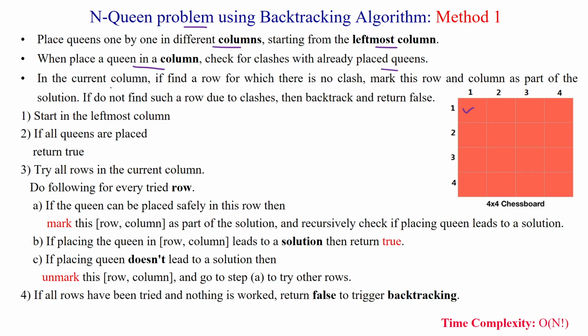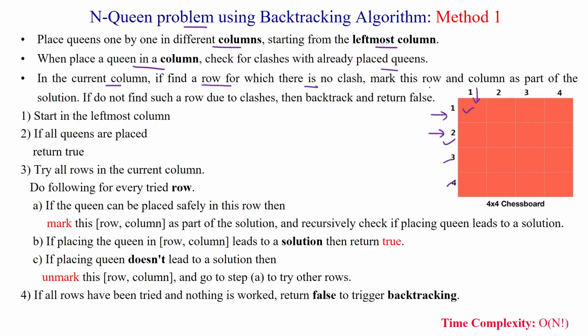So when we are placing in the current column, we have to find a row for which there is no clash. So we are going column wise. When we are placing in a single column, we have to check all possible places in the different rows. When we are placing the queen in these columns, it should not be attacked by another queen.